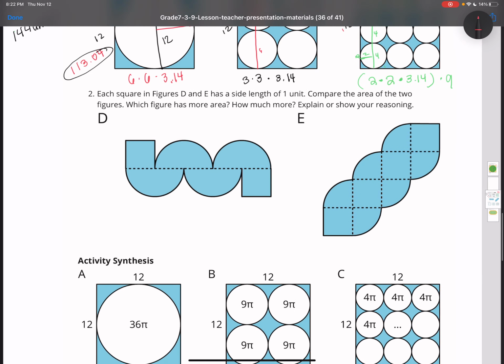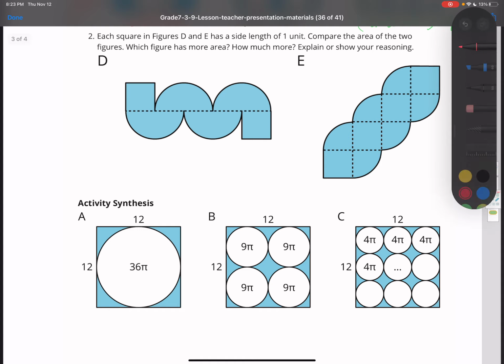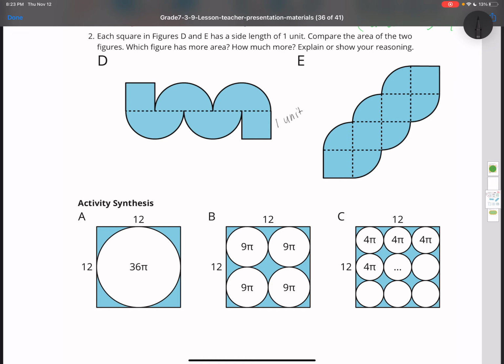All right. So for question number 2, it says each square in figure D and E has a side length of 1 unit. Compare the area of the 2 figures. Which figure has more area? How much more? Explain or show your reasoning. So now I'm comparing figure D and figure E. Okay, they're saying that these squares have a side length of 1 unit. And this is 1 unit as well.